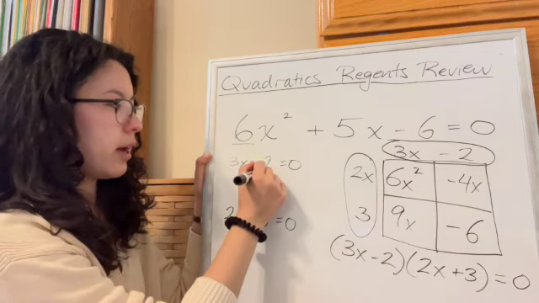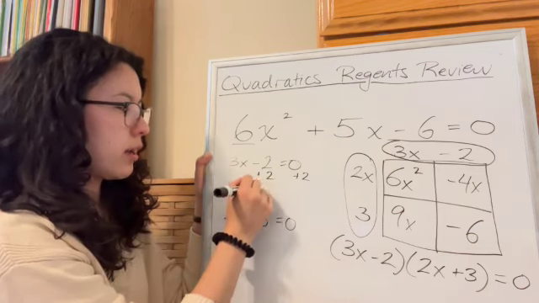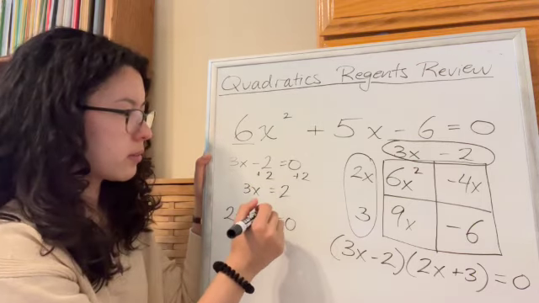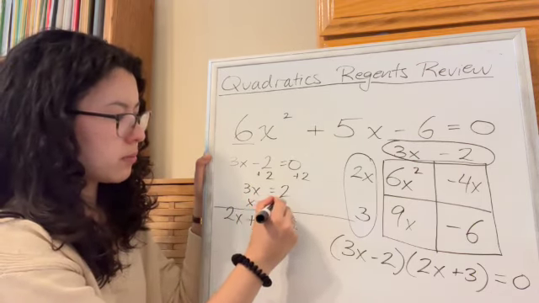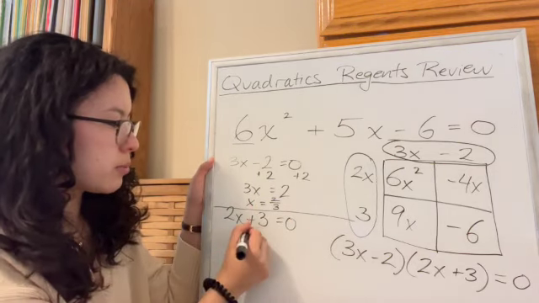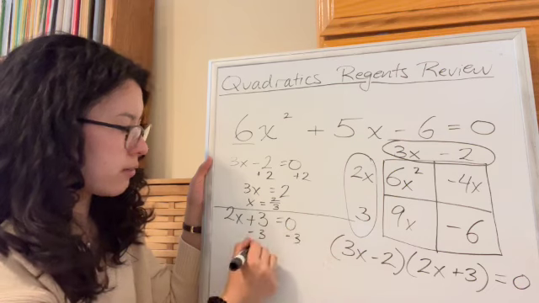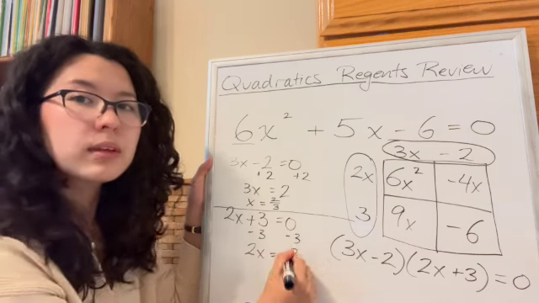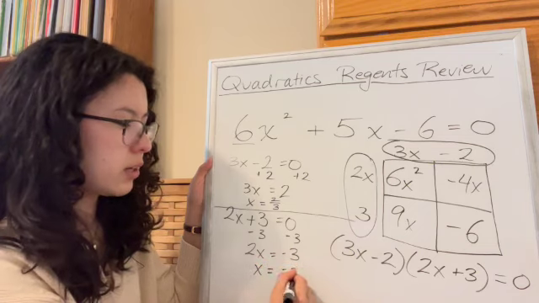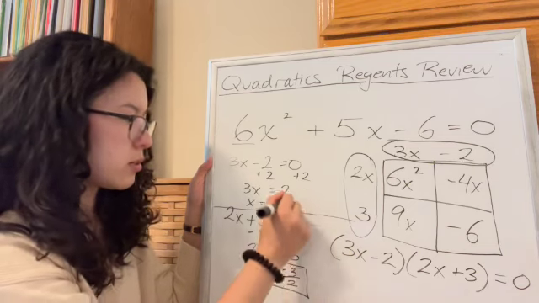In this case, I would add 2 on both sides, 3x equals 2. Divide by 3 on both sides, and I'd get x equals 2/3. Hope you can see that. For the second one, I'll subtract 3 on both sides and have 2x equals negative 3. And then I'll divide by 2 on both sides and get x equals negative 3/2. So these are my two answers.